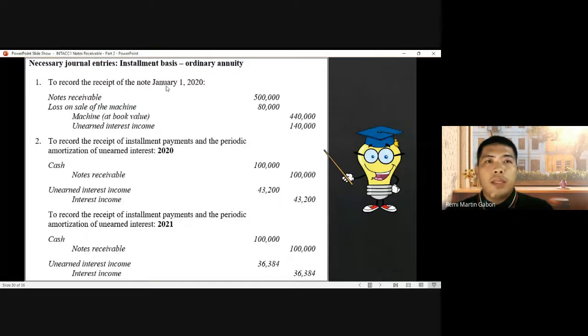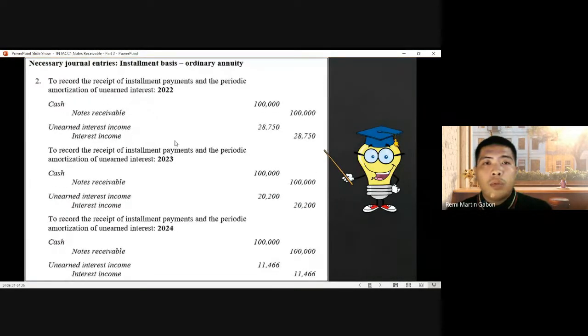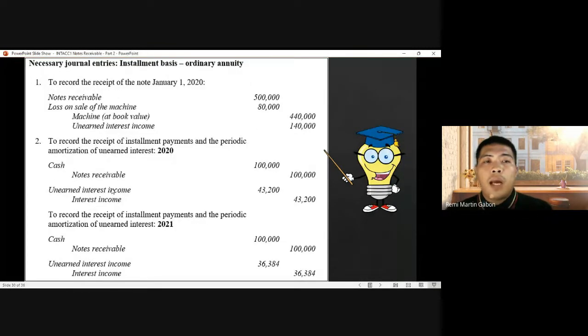To record the receipt of the notes sa January 1, debit notes receivable, 500,000. Loss on sale, 80,000. Machine credit for 40,000 and unearned interest income, 140,000. Then to record the receipt of installment payments and periodic installment amortization of unearned interest, debit cash and notes receivable, credit for 100,000. The same amounts on journal entries for 2021, 2022, 2023, and 2024. Yung makakaiba lang is the amortization.